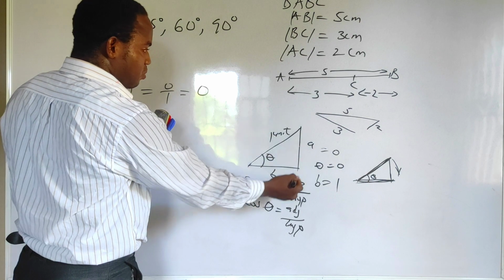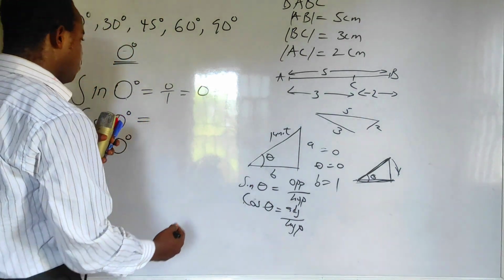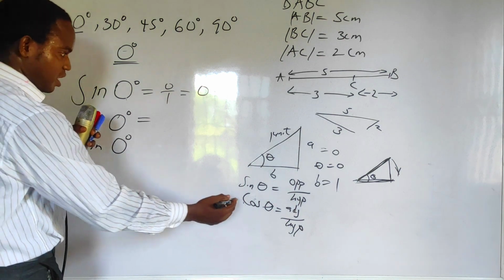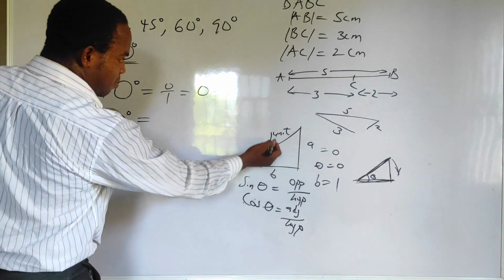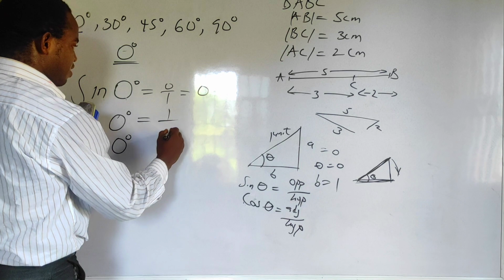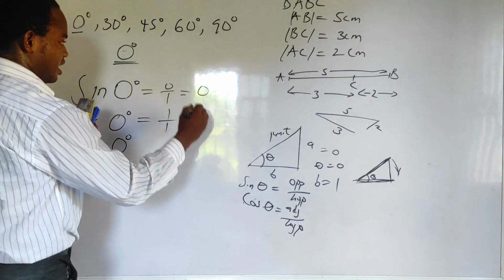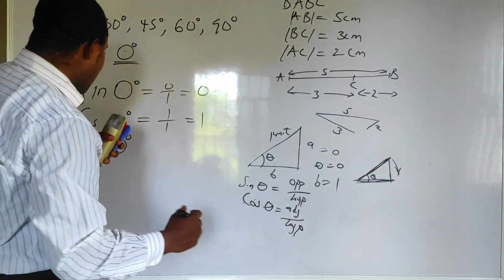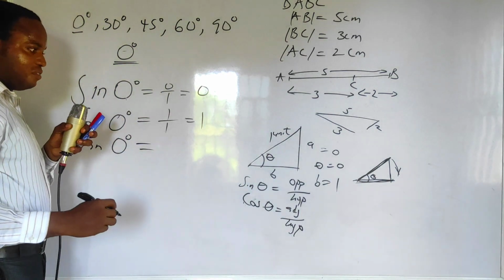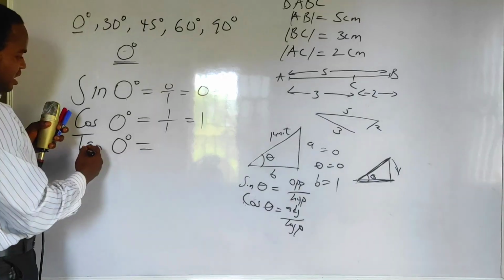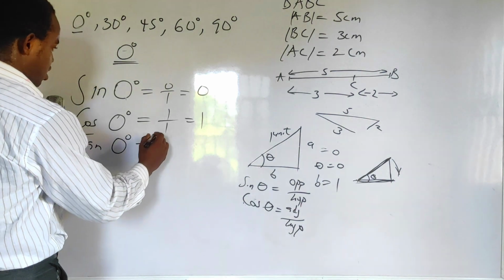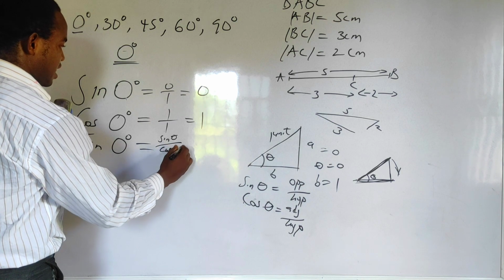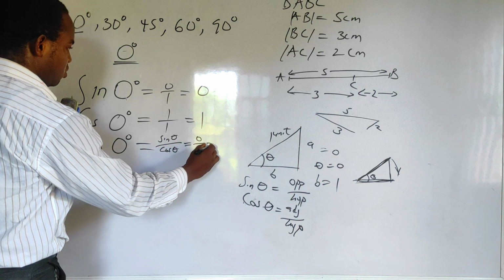The opposite here reduces to 0. Therefore, the cosine of 0 degree is going to be the adjacent, which is the same as the hypotenuse now, that is 1, divided by the hypotenuse, which is 1, and that is 1. That is why the cosine of 0 degree is 1. And what of the tangent of theta? We can do tan theta equals sine theta over cos theta, and that would give 0 divided by 1, which is 0.